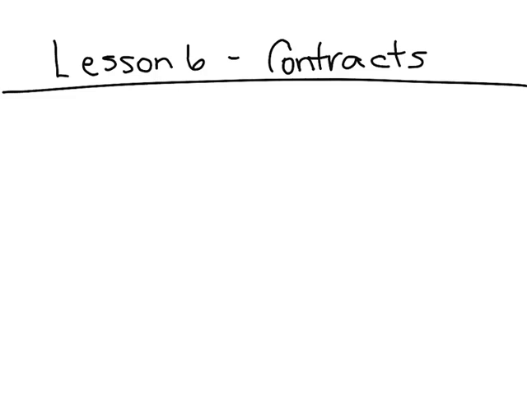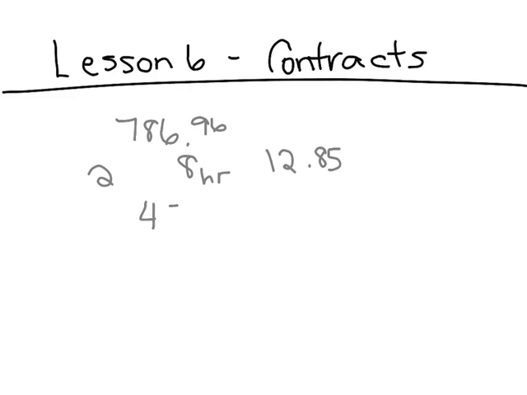So, a man is figuring out what he should charge for repairing steps on a client's house. The cost of the materials is $786.96, and he will have to hire 2 workers for 8 hours at a rate of $12.85. The contractor wants to earn $450 himself. What should he charge? So we're going to first calculate all the expenses.